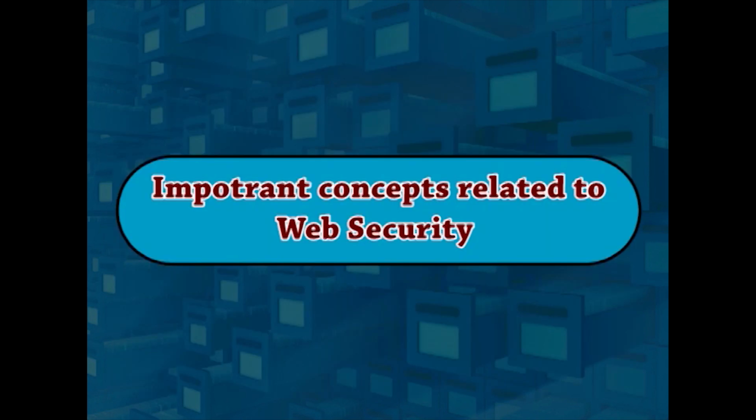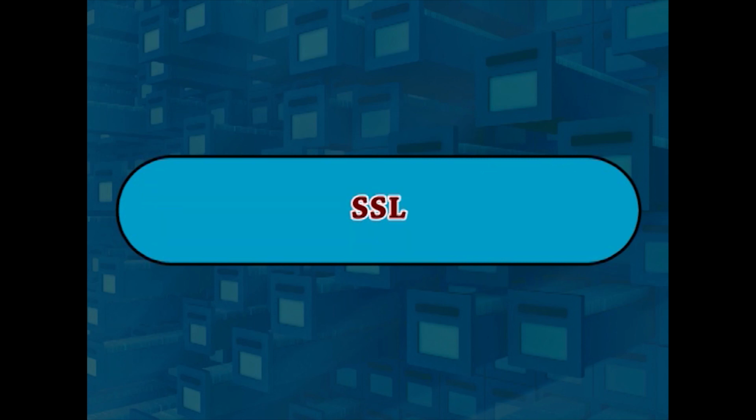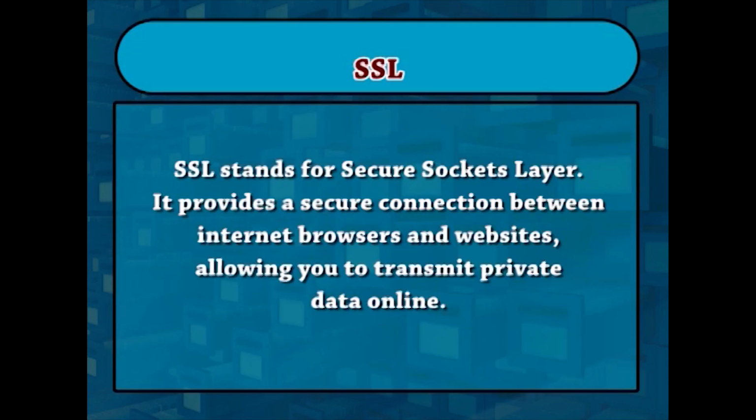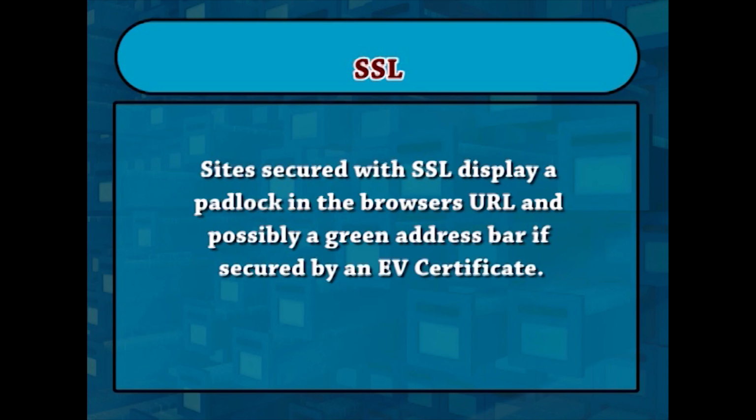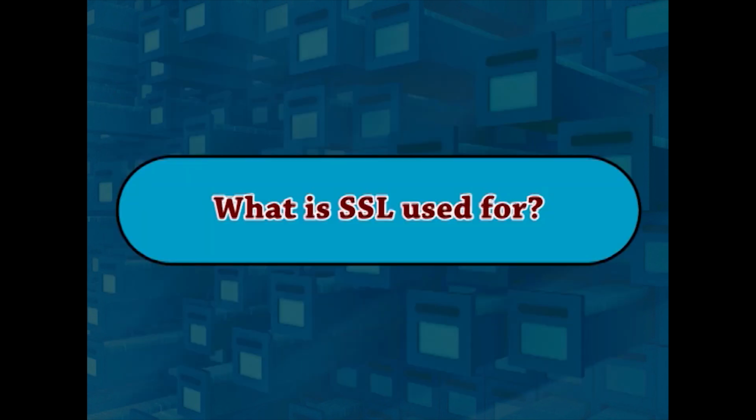Now, let us learn some concepts related to web security. Number 1, SSL. SSL stands for Secure Sockets Layer. It provides a secure connection between internet browsers and websites, allowing you to transmit private data online. Sites secured with SSL display a padlock in the browser's URL and possibly a green address bar if secured by an EV certificate. Now, what is SSL used for?